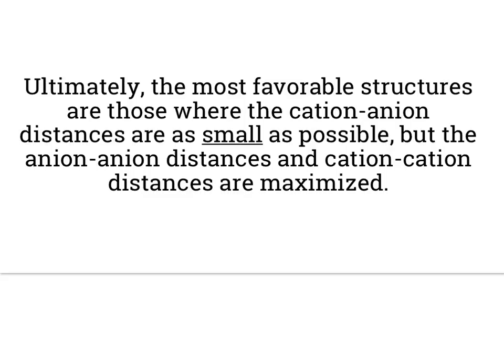Ultimately, the most favorable structures are going to be those where the cation to anion distances are small and the anion is big, and the cation is big. So again, kind of what I originally showed you, big blue, small red, all those bonded to each other. Make sure you can draw those. Look at some of the pictures I gave you.